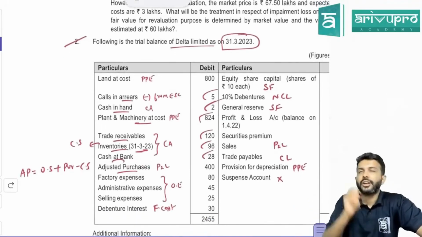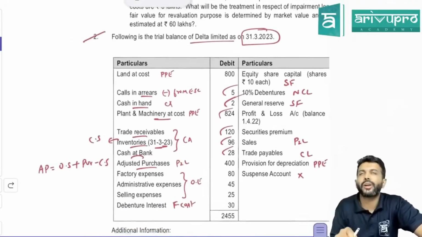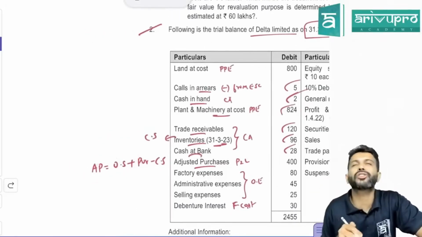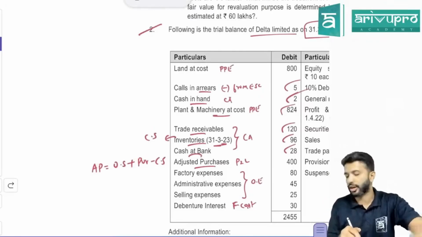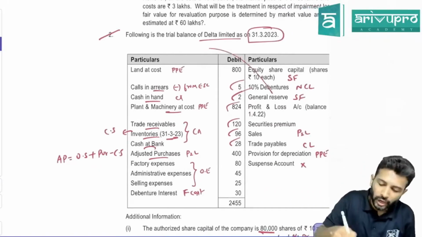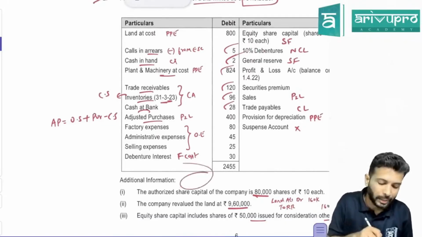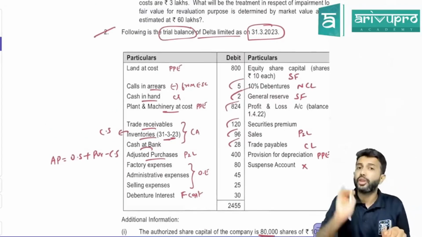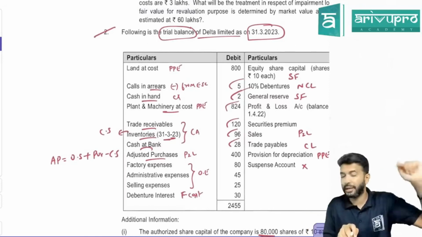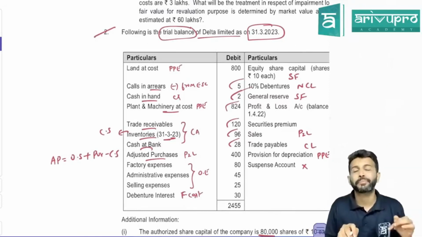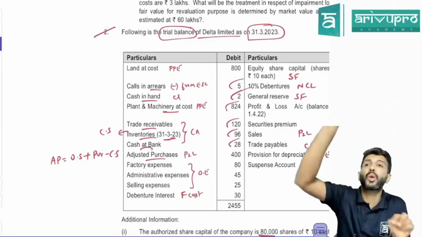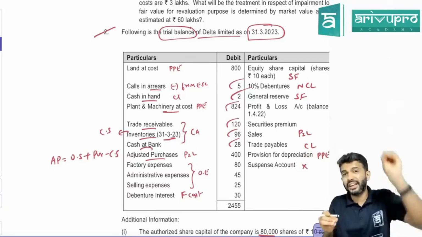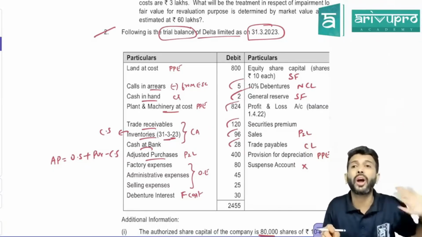Adjusted purchases. Sir, adjusted purchases means, how do you get adjusted purchase? We have solved the same question in regular class. Adjusted purchase is nothing but opening stock plus purchases minus closing stock. Sir, usually closing stock will not come inside the trial balance. It will come outside. Why? Because closing stock is already included in purchase. That's the reason, if you show closing stock, the trial balance will not match.